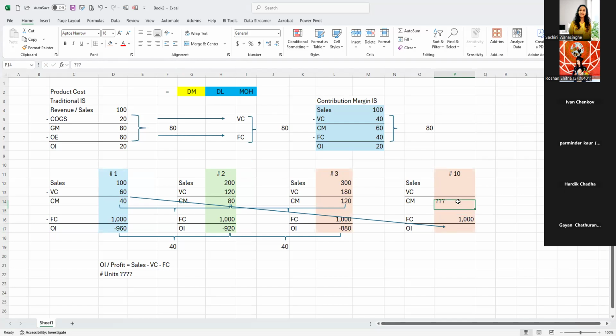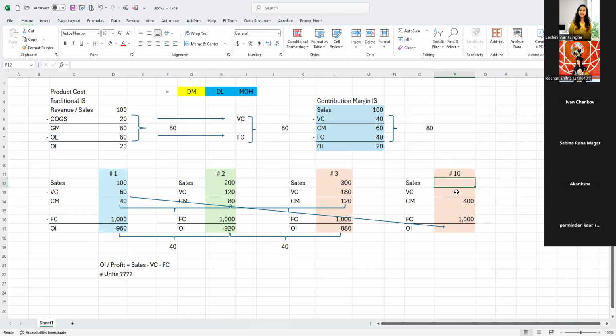So again, contribution margin. If I sell 10 units, and I know that one unit gives me $40 contribution margin, how much contribution margin am I going to get? $400. Can you see that? Yes.